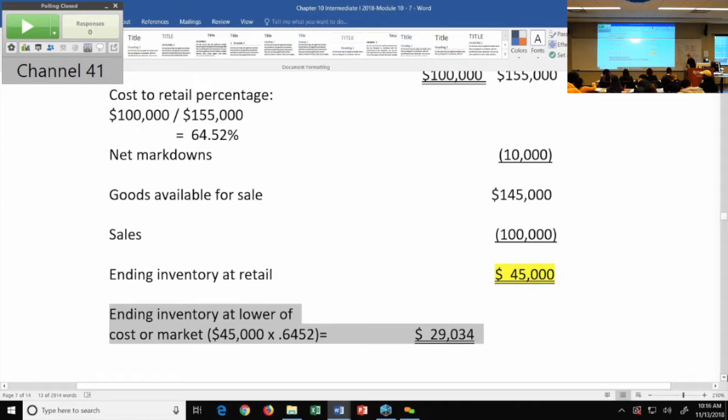In this case, it means that by lowering the percentage, you've got a lower value of inventory. So it's a more conservative value.